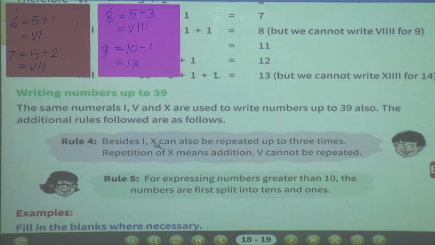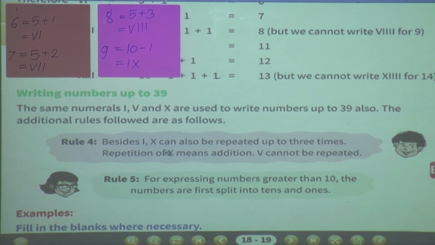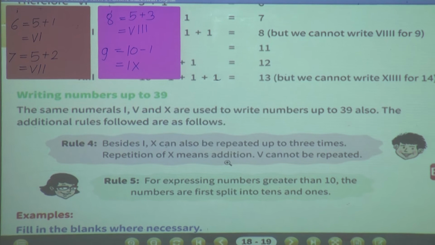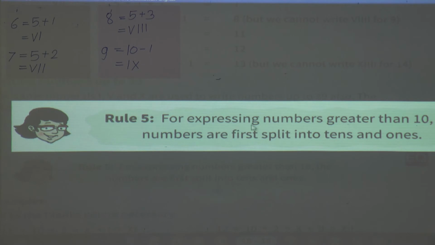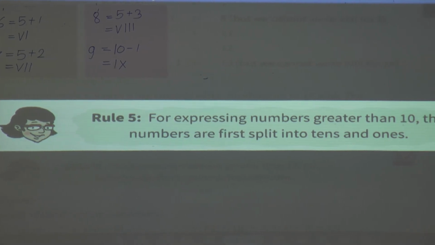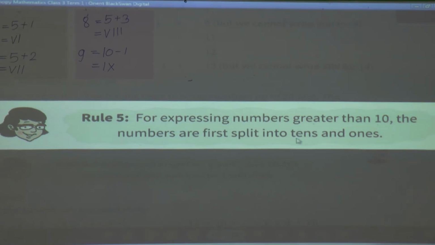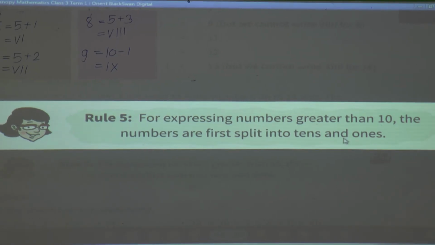Same for X. X can also be repeated up to 3 times. Repetition of X means addition. V cannot be repeated. We cannot repeat V. We can repeat I 3 times. X we can repeat 3 times, not more than that. Now there is one more rule. For expressing numbers greater than 10, the numbers are first split up into tens and ones. Suppose the numbers are bigger than 10, then what you have to do? You have to split up the numbers in tens and ones.